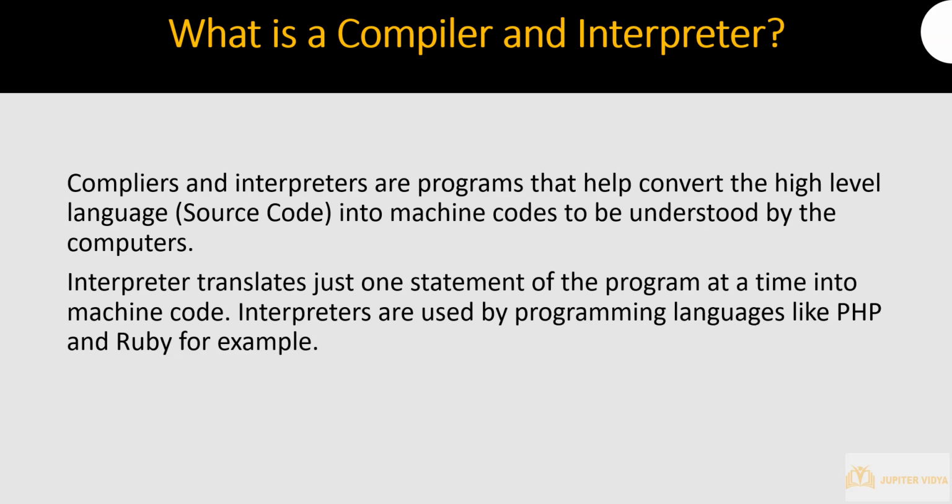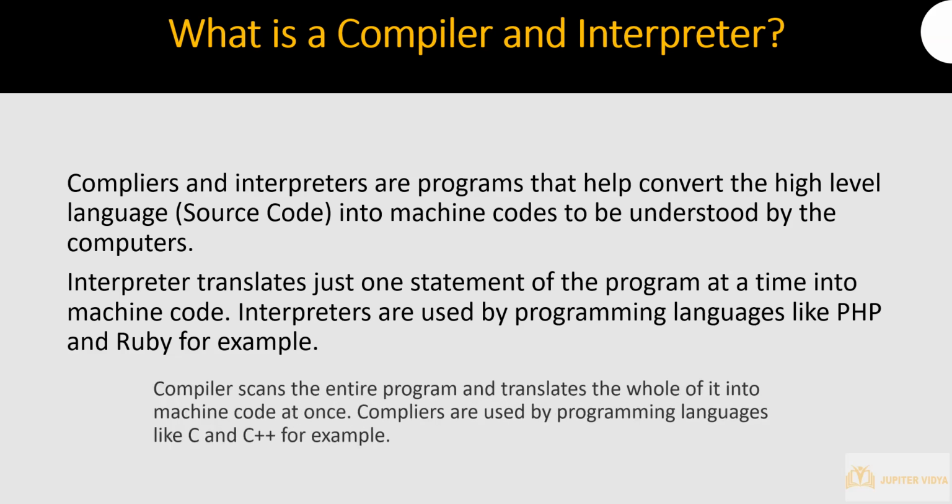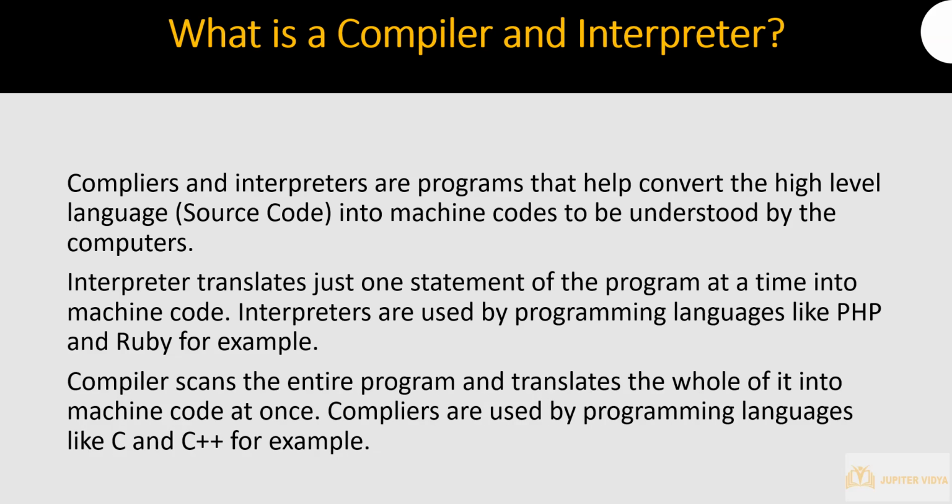An interpreter translates just one statement of the program at a time. So you can say it will convert your code line by line. There are very popular languages which use an interpreter, like PHP and Ruby. And a compiler converts the entire program into machine code at once. There are again very popular programming languages which use a compiler, with examples like C and C++.